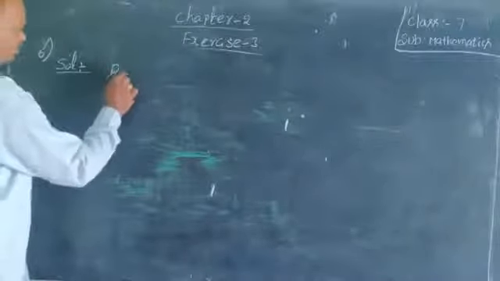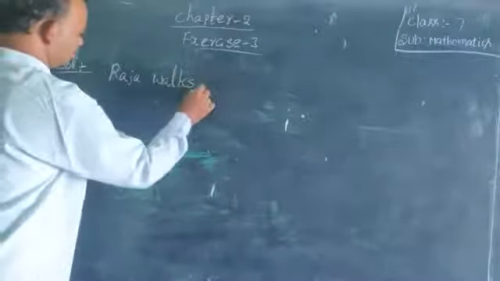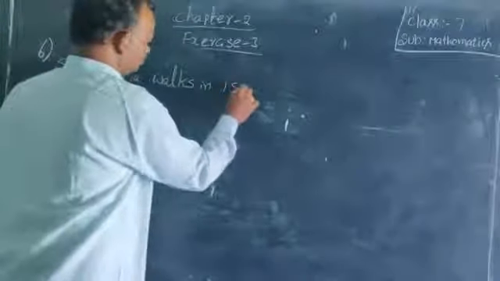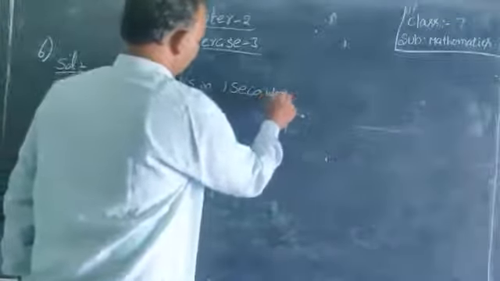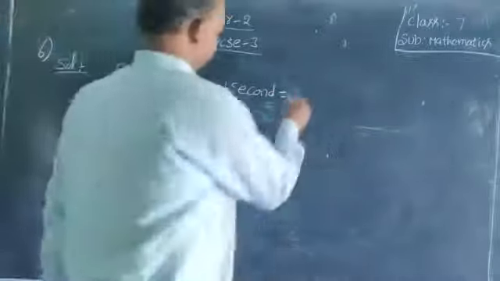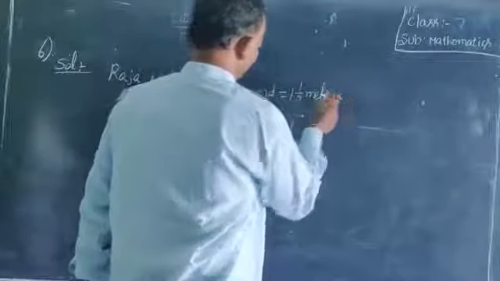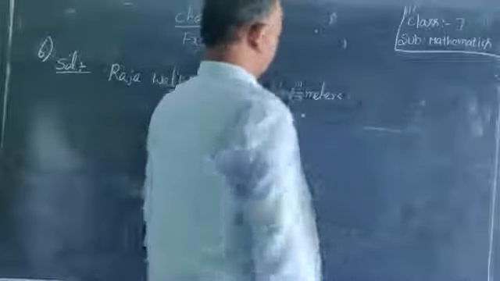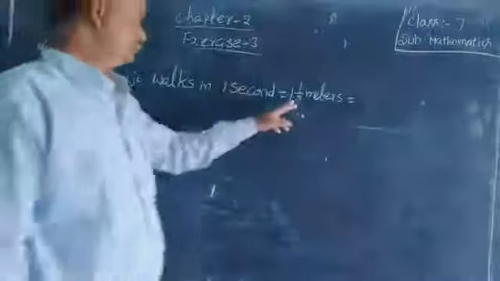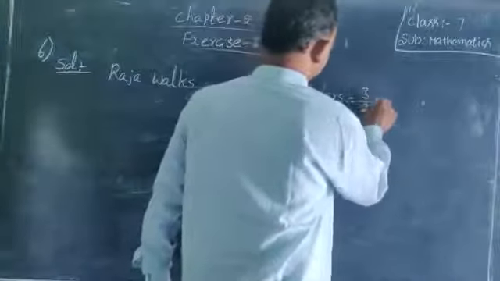Raja walks in 1 second is equal to 1 1/2 meters. That means change to the improper fraction. 2 ones are 2, 2 plus 1, 3/2 meters.